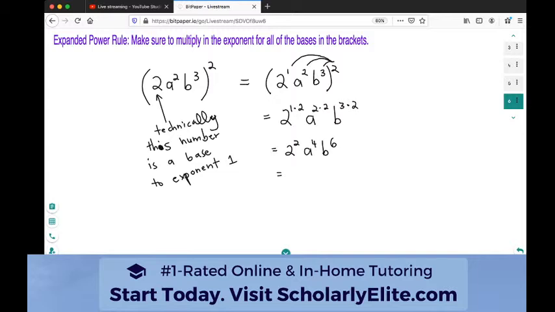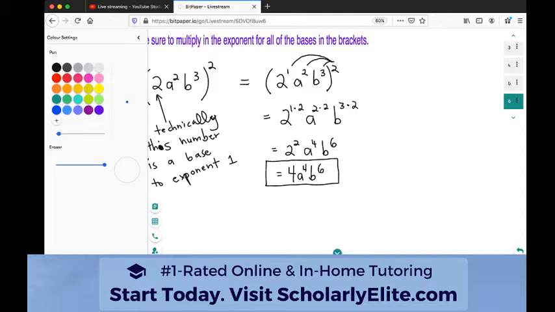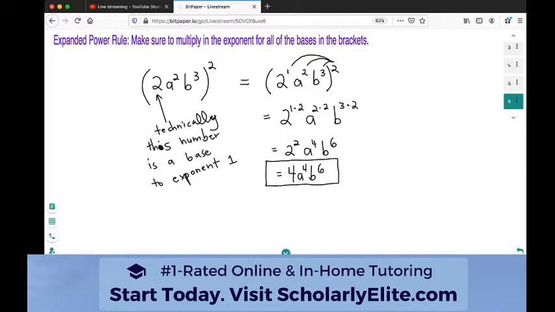It's the number 4. So this becomes 4 because 2 to the power of 2, or 2 times 2, is 4. And then the rest of these stay the same. And this is our final answer here. So this is our expanded power rule, and it's super important to understand that, because this is really where most people lose marks, is that they're not showing that work. They're not showing that 2 is a base. Okay, let's do one more example in this question area situation.